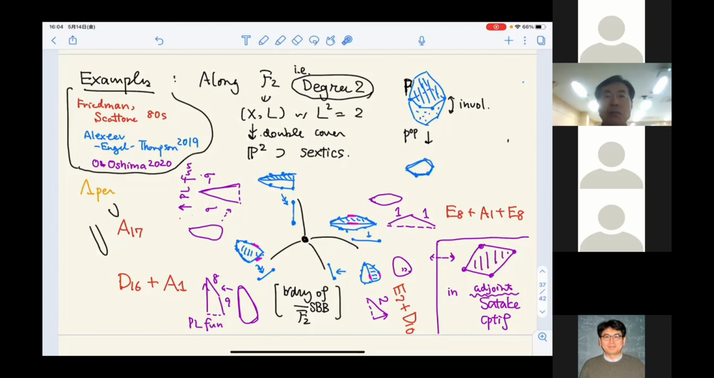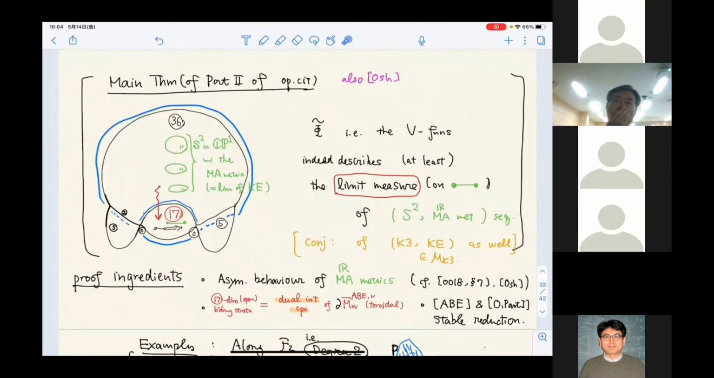And the point of our more recent work is that this PL function really appears as the limit of the metric, the K3 metric, the Calabi-Yau metric on the K3. So if you just take a limit of the K3 metric, then the density function becomes like this. And we don't have a full proof of that, but at least we proved that it is true along some strata. So that's a partial result.